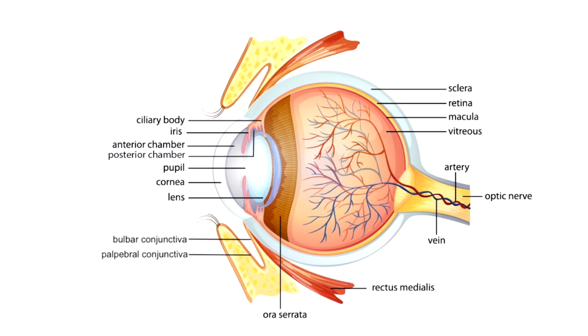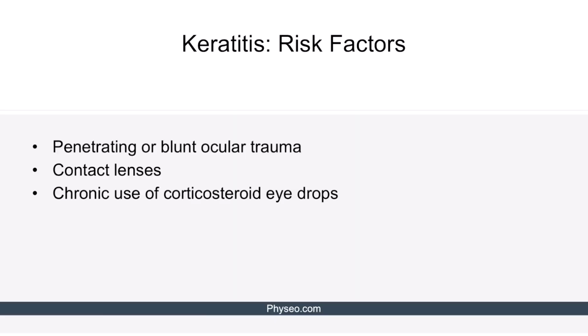Let's revisit this slide briefly before we discuss keratitis. As you can see, the cornea is the thin, transparent layer anterior to the pupil. Inflammation of this layer is called keratitis. Let's talk about risk factors for keratitis.